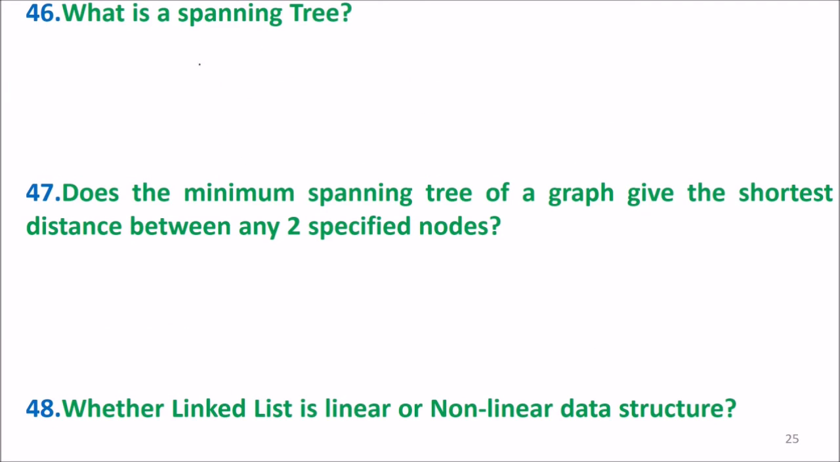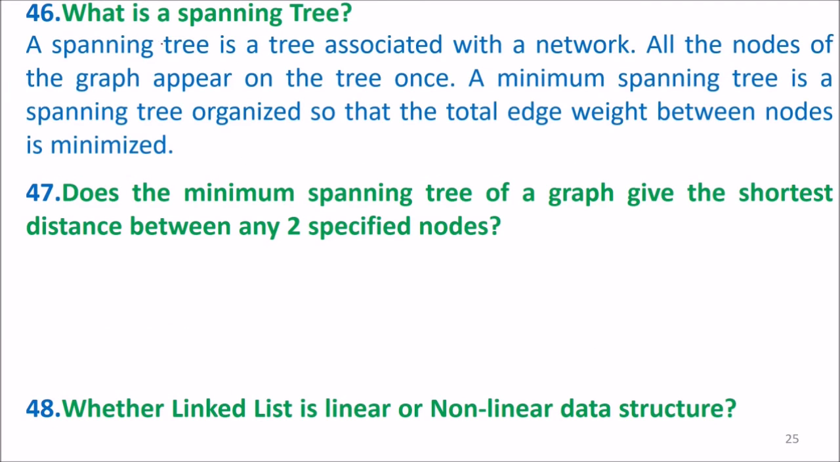What is a spanning tree? What do we mean by a spanning tree? A spanning tree is a tree associated with a network. So all the nodes of the graph appear on the tree just once. So a minimum spanning tree is a spanning tree organized so that the total edge weight between the nodes is minimized.